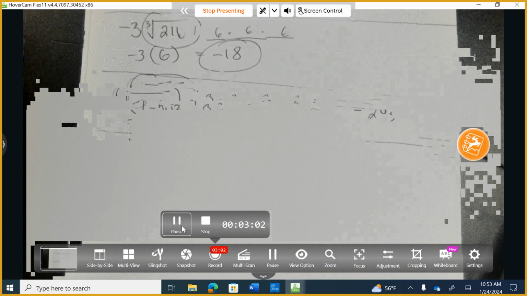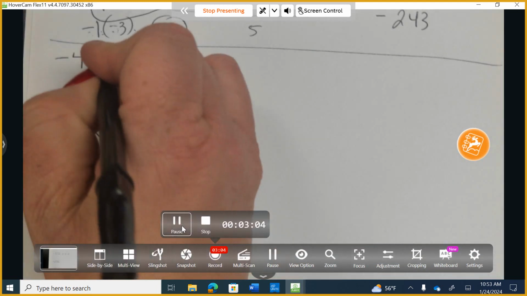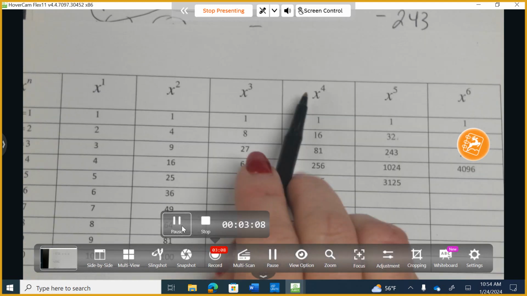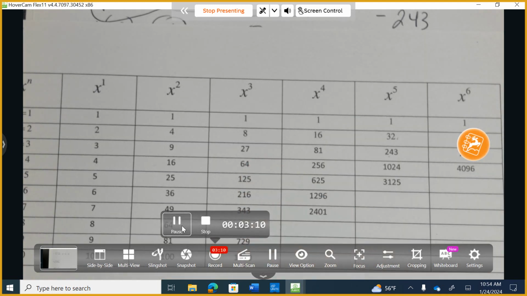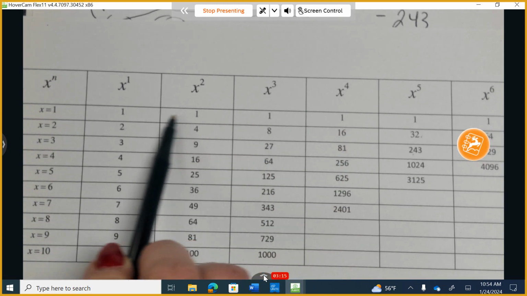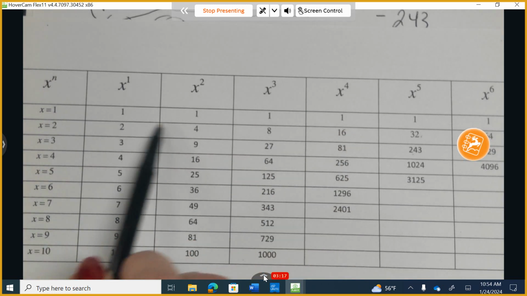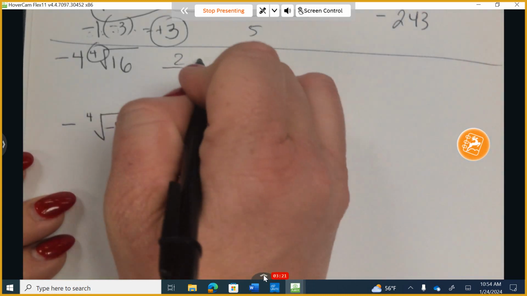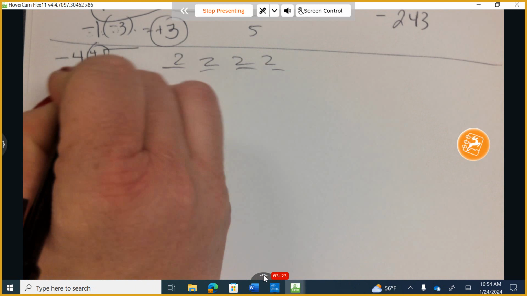Let's look at example number 4. So I identify what the nth root is, and I go, okay, I've got to go to column 4. I'm right there, and I find 16. So column 4, and I identify where the 16 is. What does this mean? It means 2 times 2 times 2 times 2, 4 times, is 16.